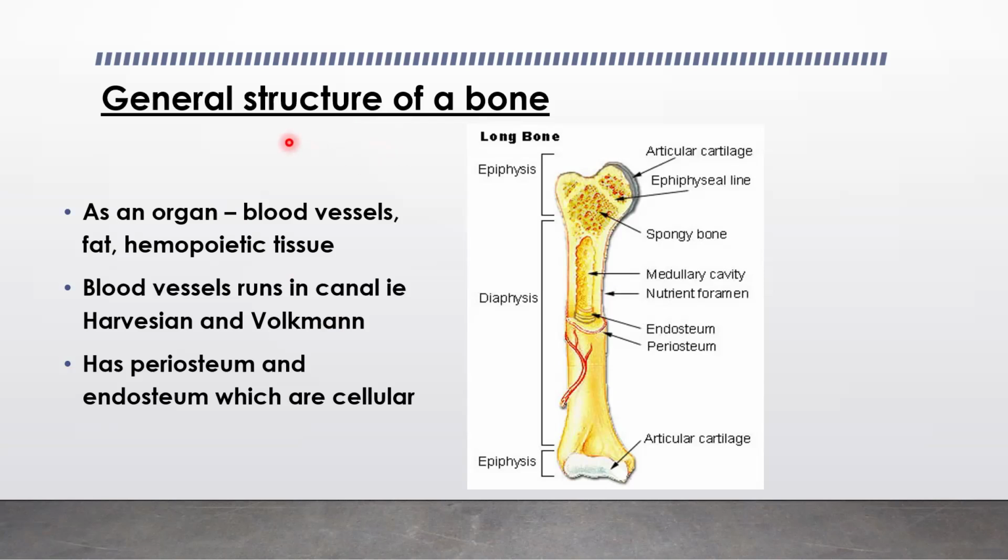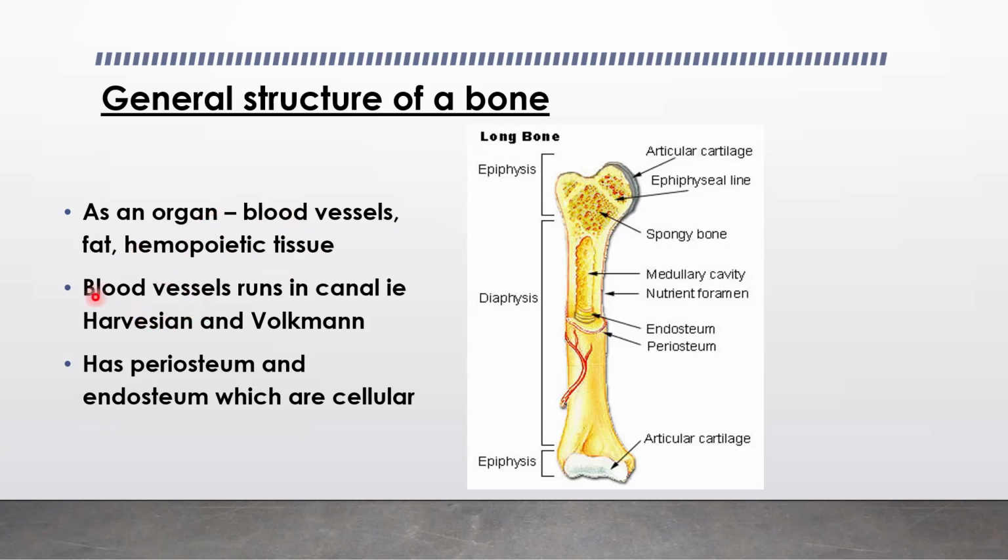What is the general structure of a bone? A bone is an organ because it has blood vessels, it has fat in the bone marrow, and it is a hemopoietic tissue. Given that it has blood vessels, it requires nutrition and removal of waste. In addition, it has nerves that innervate it, and storage of fat. Formation of blood happens in the bone marrow.